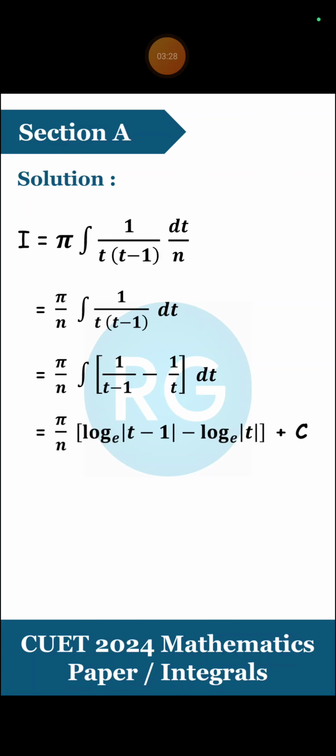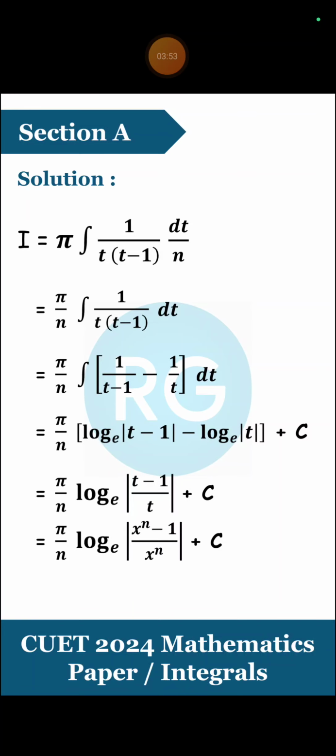So with this, the integration of 1 by t is log t. So for this, I got log of t minus 1 minus log t. And since a subtraction sign is there between the two logs, I'll be dividing both of them. So ultimately, I got log of t minus 1 divided by t. And we need to replace the t with x raised to the power n. So that is how we land with the final answer, that is pi by n log of x raised to the power n minus 1 divided by x raised to the power n plus c.